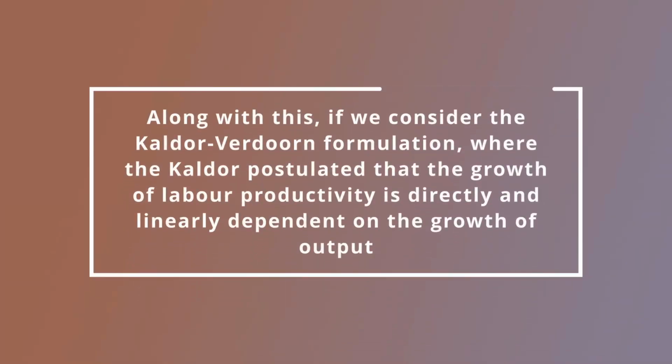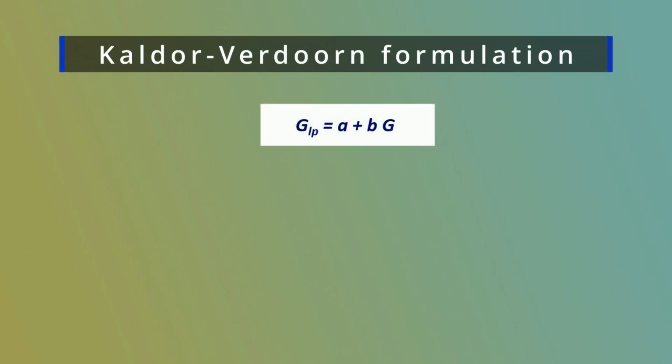Now, the growth rate of employment is greater than or equal to 0 if the growth rate of output is greater than the growth rate of labor productivity, and the higher the gap between G and GLP, the higher will be the growth rate of employment. Along with this, consider the Kaldor-Verdoorn formulation, where Kaldor postulated that the growth of labor productivity depends directly and linearly on the growth of output. That is, in his specification, GLP equals A plus BG.